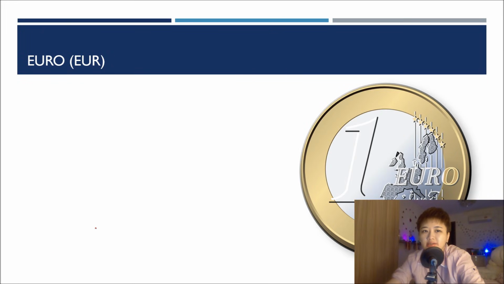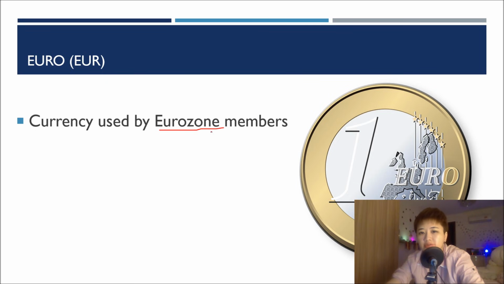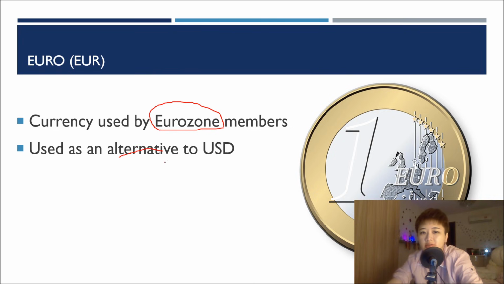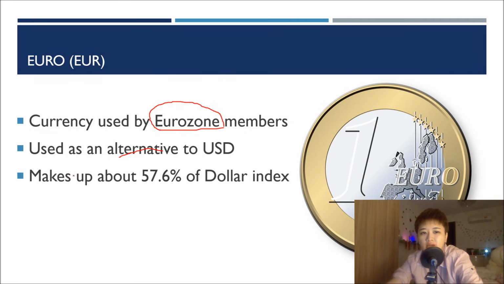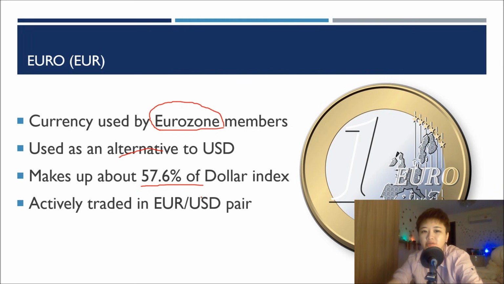And the next currency that is also very popular is Euro. This is the currency used by Eurozone members. Now, there are many reasons why Euro is getting more and more popular. Political reasons, economic reasons. A lot of traders nowadays use this as an alternative to USD. And it makes up about 57.6% of the dollar index. Some people use the euro to gauge the movement of the dollar. Euro dollar in particular, which is an actively traded pair.